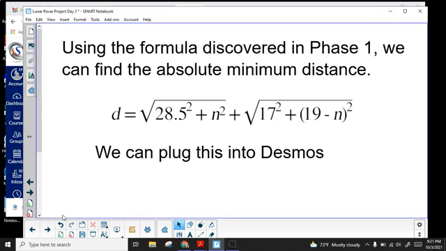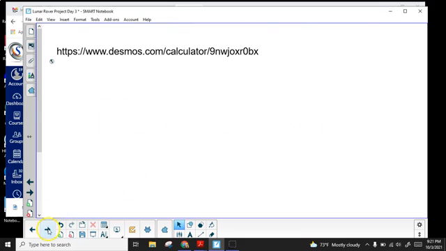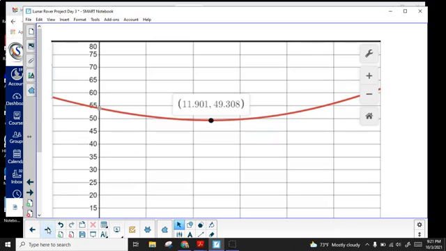Okay, using the formula you discovered in phase 1, that's the very last row of your table for phase 1, we can find the absolute minimum distance. This should be the formula that you found. Well, this is an equation, and we can plug this into Desmos. And if we plug this into Desmos, we get a shape that is a parabola.